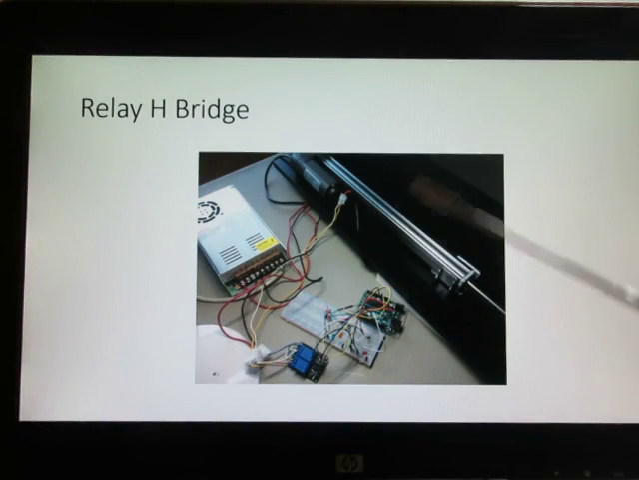So this is the setup we have. We have the power supply here. We've got the actuator, we've got the microcontroller, and we've got a breadboard with LEDs and our infrared sensor on it. And we've got our 2-relay module board. That's the relay H-bridge.